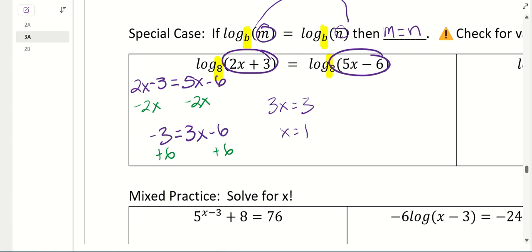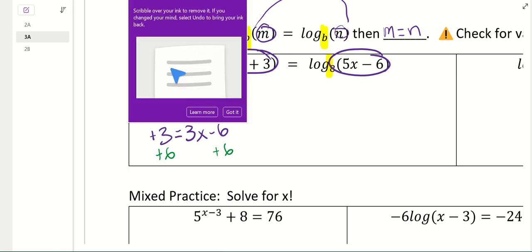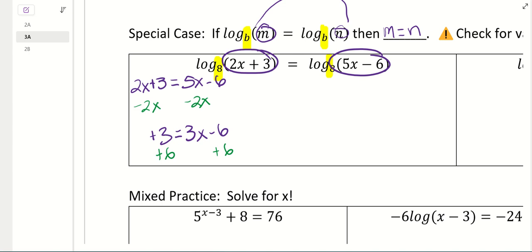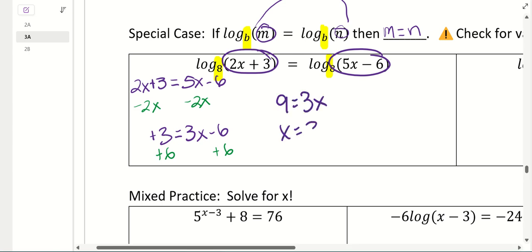What did I do here? I wrote the problem down wrong. Sorry. This is 2x plus 3, meaning this will be a positive 3, meaning this will be 9 equals 3x, so x is equal to 3. There we go. All right, now we're in business.